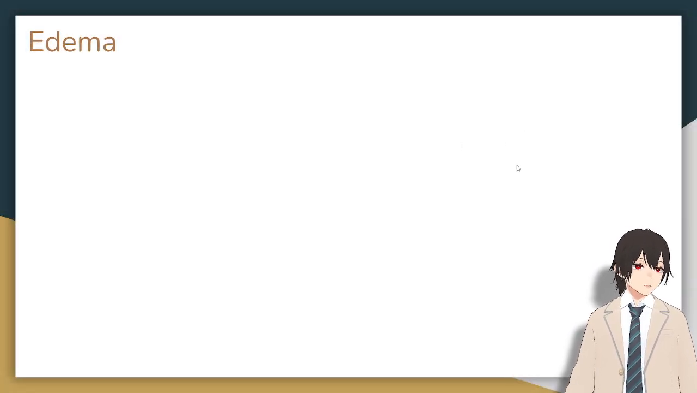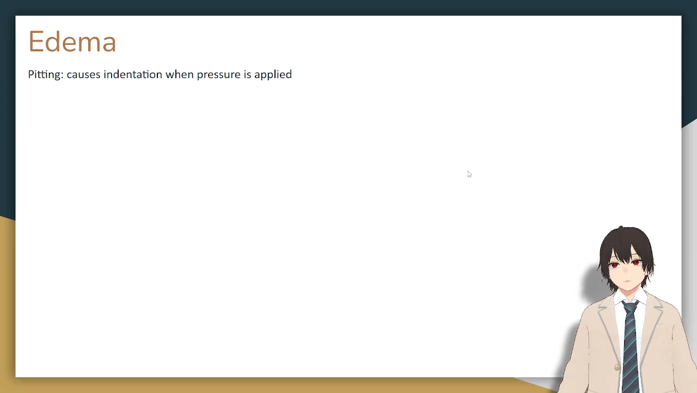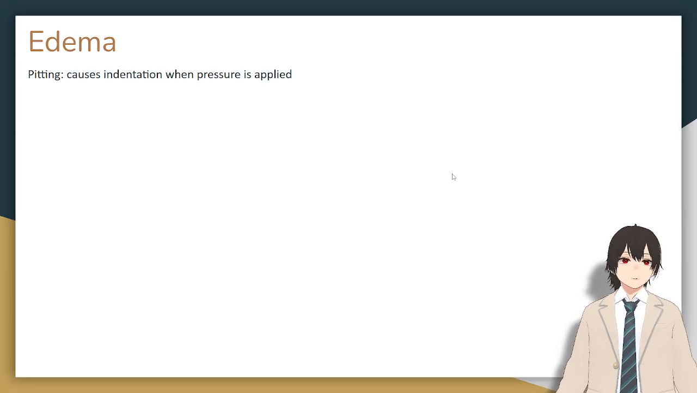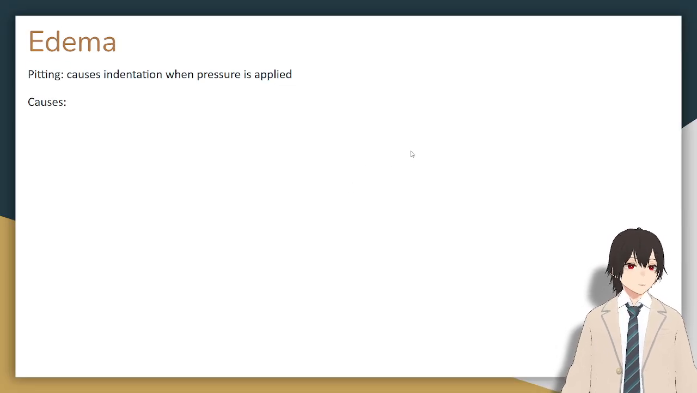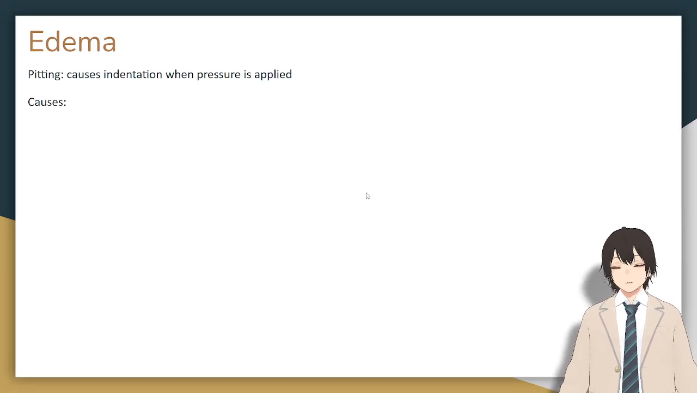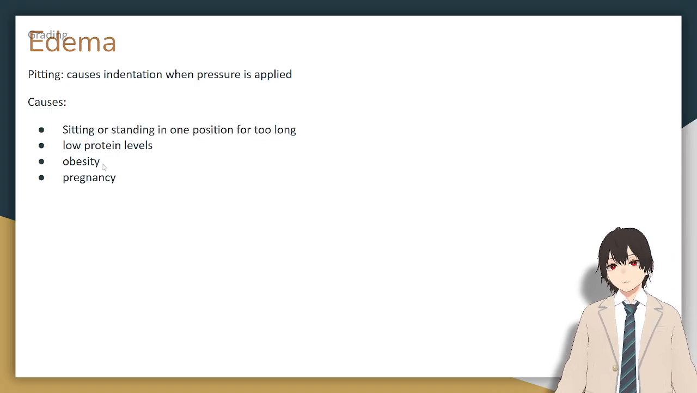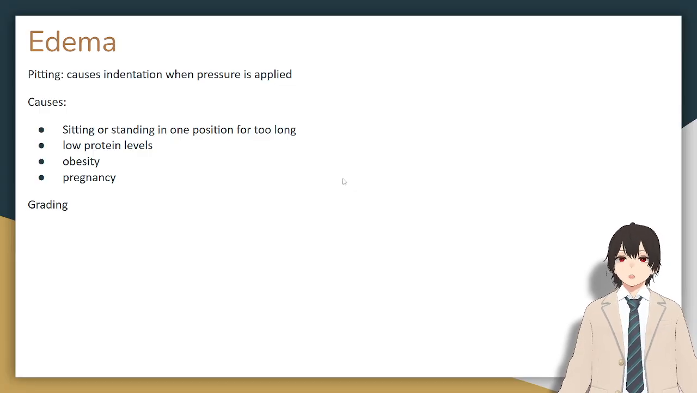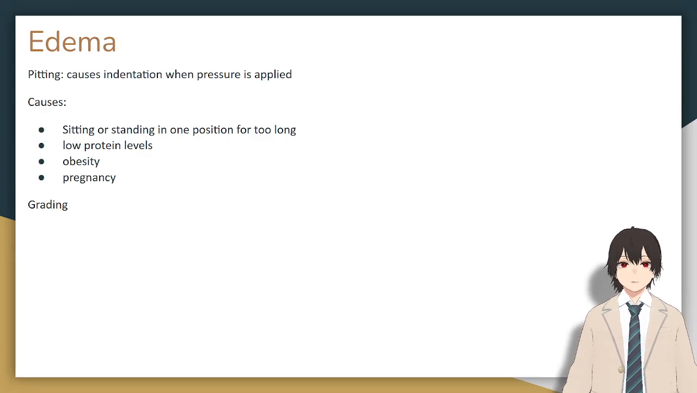Moving on to edema. So basically it's just pitting, right? Like when you push down onto a really swollen patient, you can literally sink your finger into their skin. It's like the Pillsbury Doughboy, right? So some causes are prolonged immobilization, low protein levels, obesity, and pregnancy. This is because these all affect the water and oncotic pressure, causing the fluid to leak out of the veins instead of being inside the vessels.